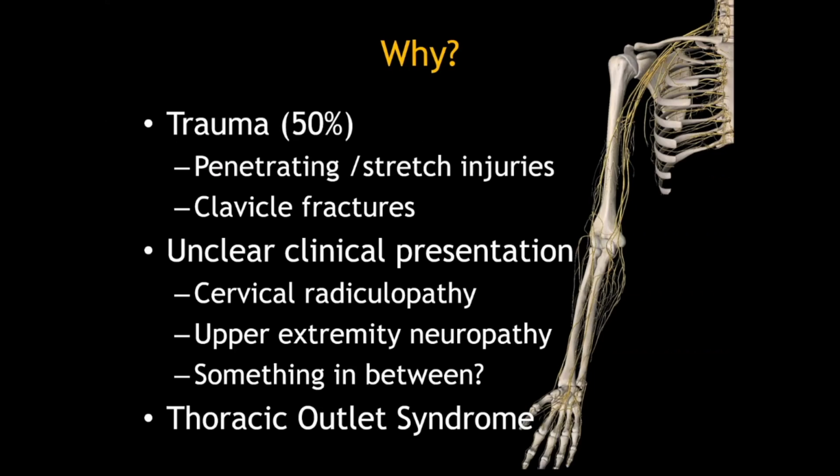These patients may present with symptoms similar to cervical radiculopathy or cervical canal stenosis, or perhaps an upper extremity peripheral neuropathy, or in some cases something in between, and that something in between is the brachial plexus. And finally, we'll touch on the role of brachial plexus imaging in the diagnosis and management of thoracic outlet syndrome.